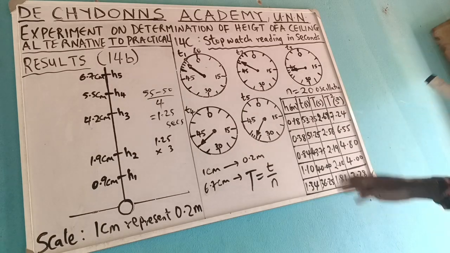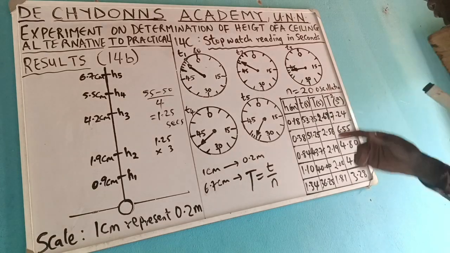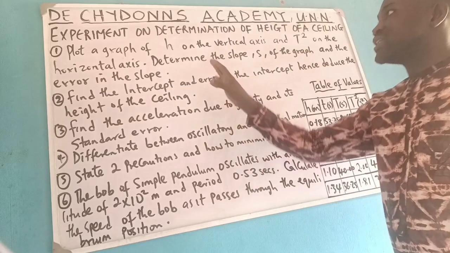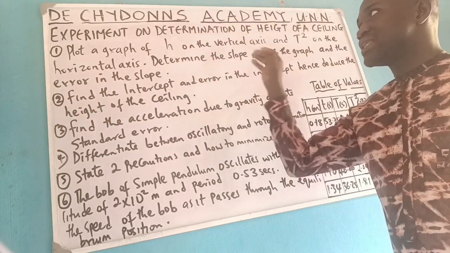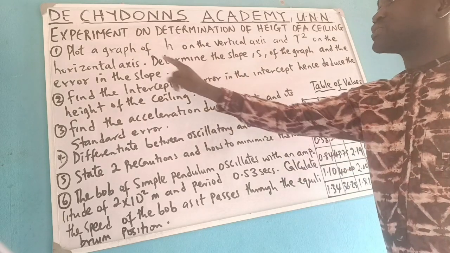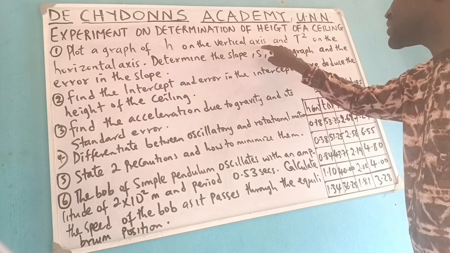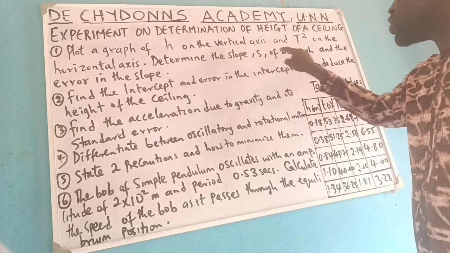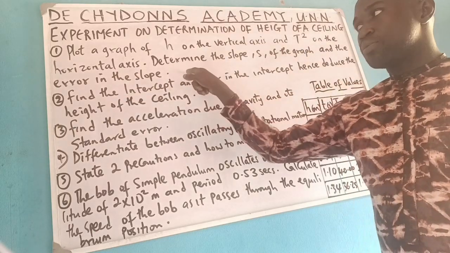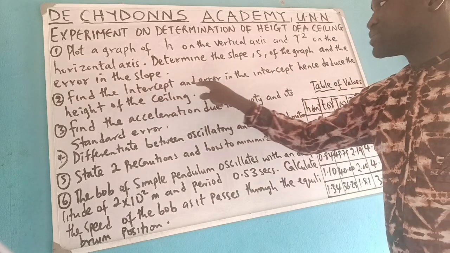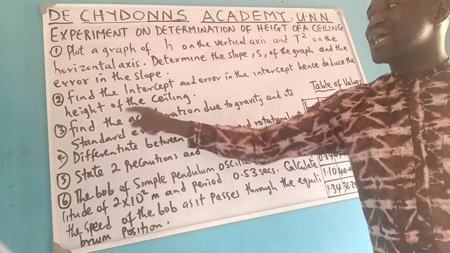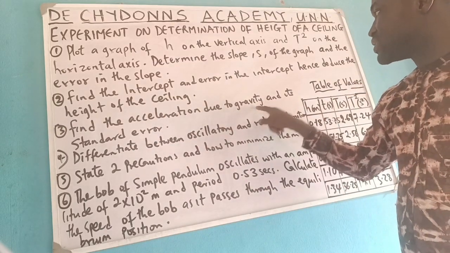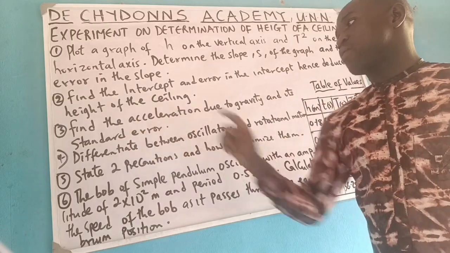Next is to go to graph plotting and answering of questions. Let's see what they ask us to plot and how to answer the question that follows it. So these are the questions that we are asked to answer in this experiment. Question number 1 says, plot a graph of H on the vertical axis and t square on the horizontal axis. Determine the slope s of the graph and the error in the slope. Very important. Find the intercept and error in the intercept, hence deduce the height of the ceiling. Okay? Find the acceleration due to gravity and its standard error.